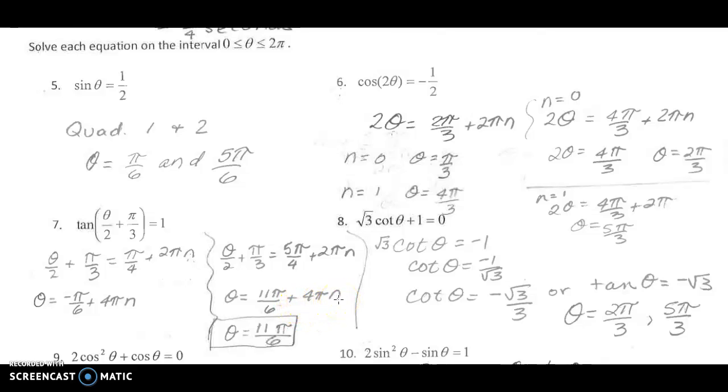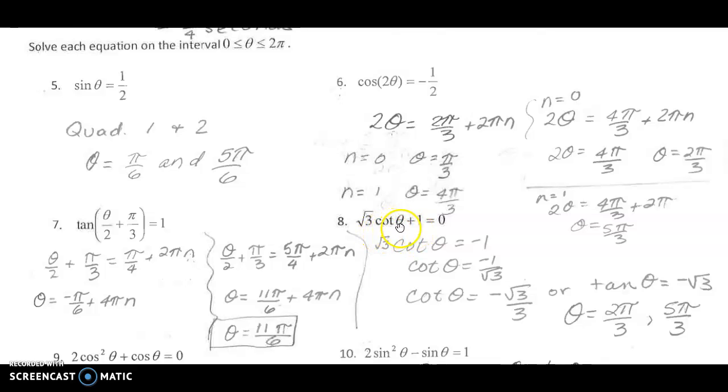They're not relevant. Now, 11 pi over 6 is in the interval from 0 to 2 pi, but negative pi over 6 is not. So we throw negative pi over 6 out as a solution because it's not in the proper interval. And that's it for that solving. Over here on number 8, it's a little simpler. We're looking to solve this.